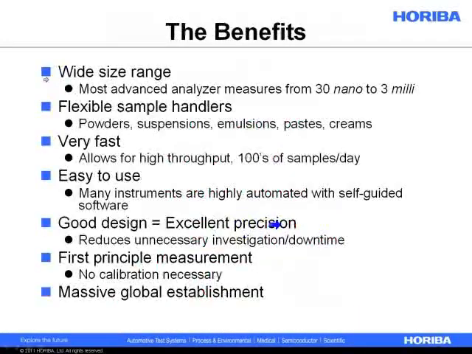But there are plenty of benefits to outweigh those drawbacks. We've talked about a lot of these already. It has the widest size range of advanced particle sizing technologies. In fact, the most advanced analyzers can measure down to 30 nanometers and up past 3 millimeters. You can measure a lot of different types of samples on it: powders, suspensions, emulsions, pastes, and creams. It's so fast that you can do very high throughput, hundreds of samples a day, either through manual measurement or through some sort of conjoined auto sampler or slurry sampler.